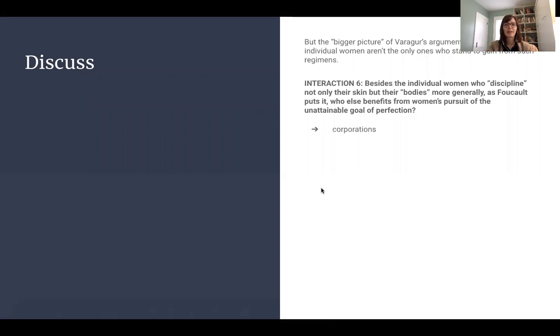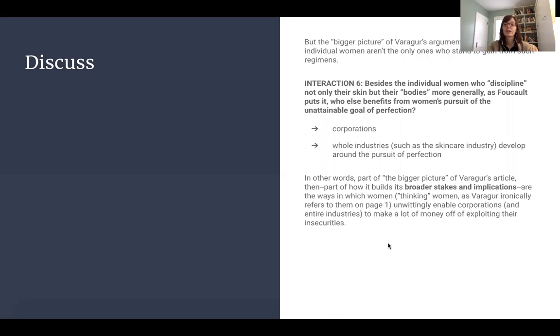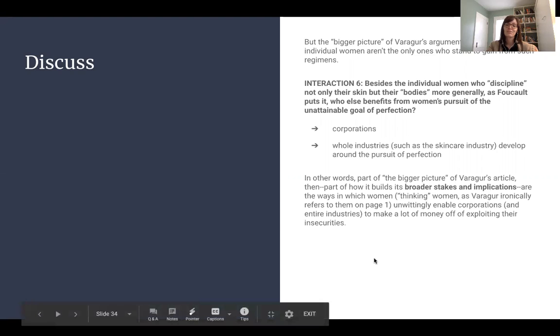Yeah, and so we talked about this a bit in group work. So corporations, right? Whole industries such as the skincare industry develop around the pursuit of perfection. So in other words, part of the bigger picture of Vargar's article, part of how it builds its broader stakes and implications, how it establishes this broader sense of importance, are the ways in which women, thinking women, as Vargar ironically refers to them on page 1, unwittingly enable corporations and entire industries to make a lot of money off of exploiting their insecurities.